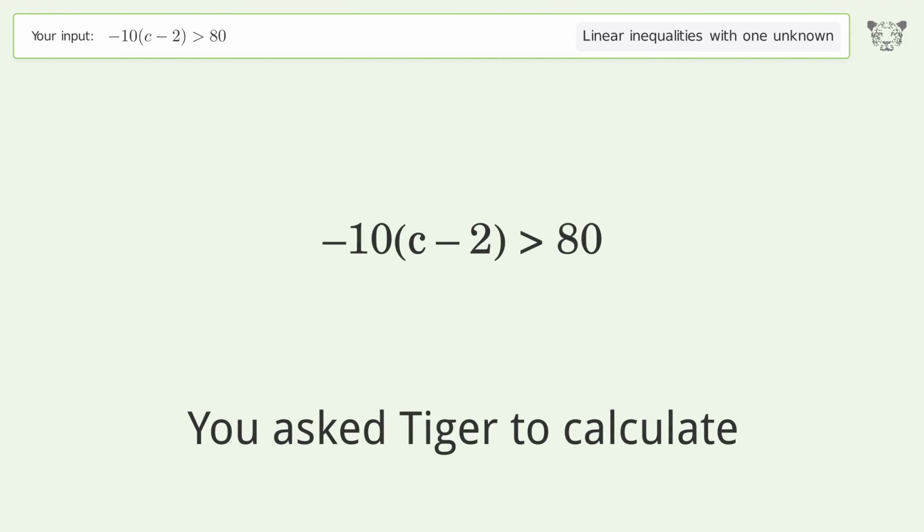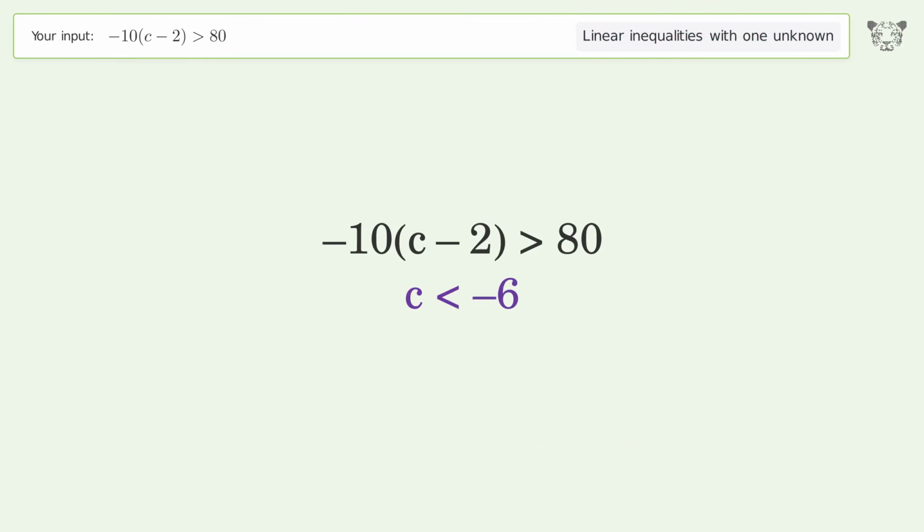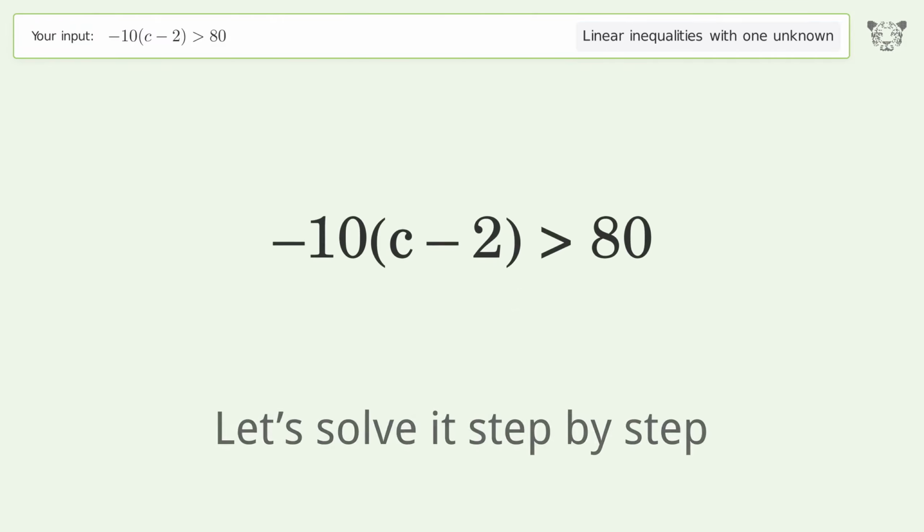You ask Tiger to calculate. This deals with linear inequalities with one unknown. The final result is c smaller than -6. Let's solve it step by step.